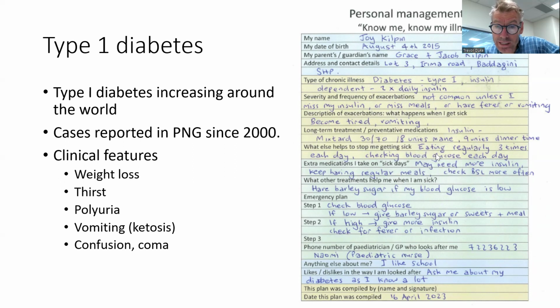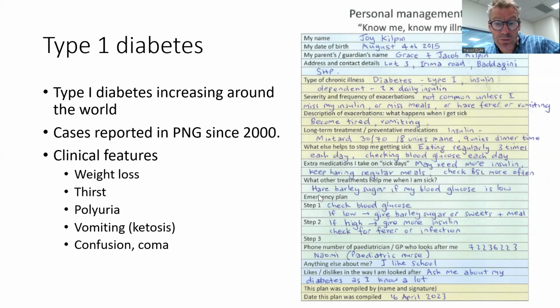She needs to eat regularly. What else stops me getting sick? Well, eating regularly 3 times a day, checking my blood sugar every day. Extra medications she needs to take on sick days: she may need to take more insulin or keep having regular meals even if she feels sick, and check her blood sugar levels more often. And sometimes she needs to have barley sugar or some sort of sweet sugar if her blood sugar is low.